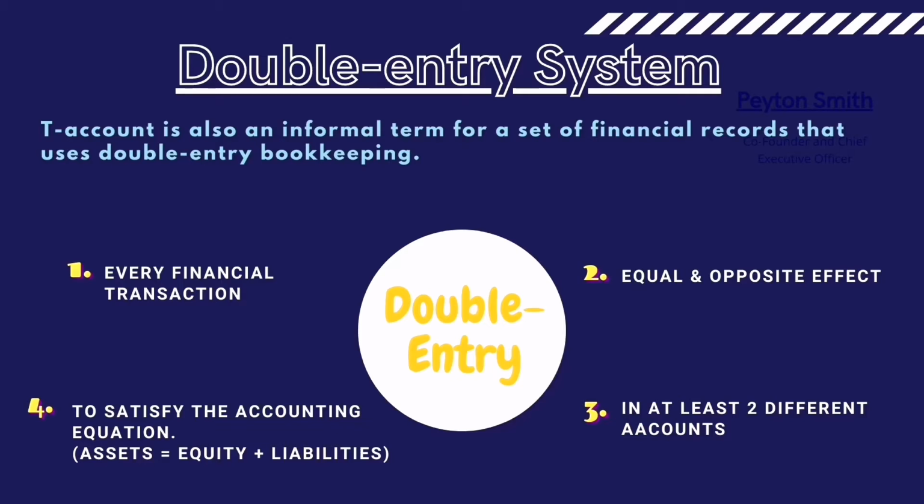So, what is double entry? Double entry states that every financial transaction has equal and opposite effects in at least two different accounts. It is used to satisfy the accounting equation, which is asset equals equity plus liability.